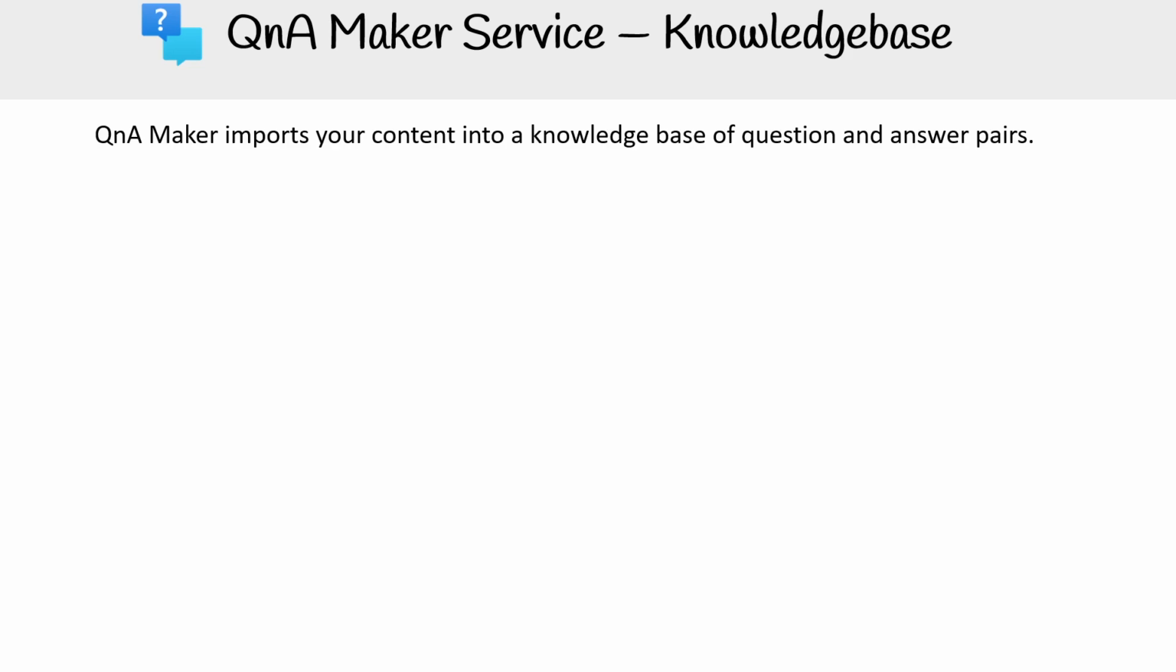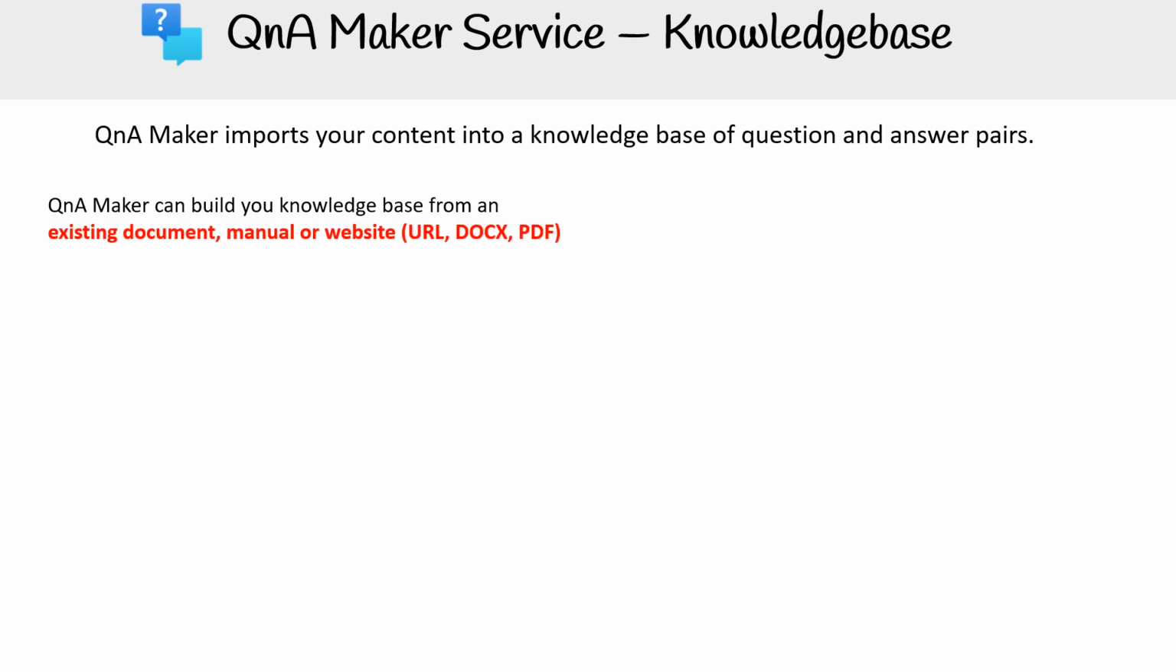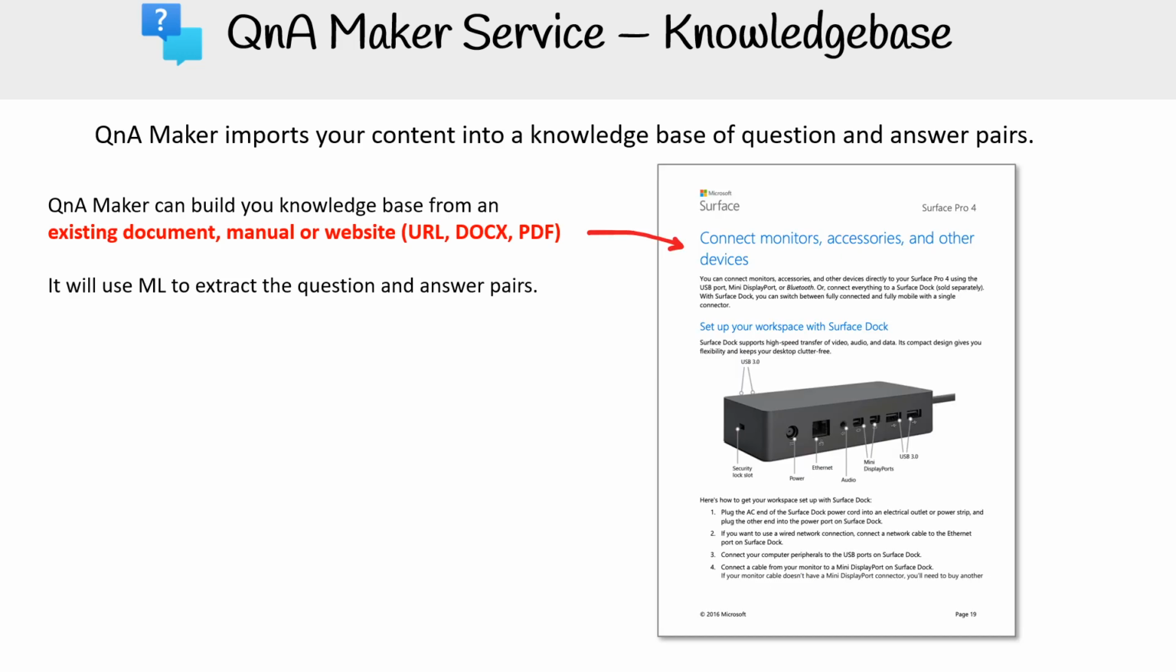QnA Maker imports your content into a knowledge base of question and answer pairs. QnA Maker can build your knowledge base from an existing document, manual, or website URL, docx, PDF. I thought this was the coolest thing. You can basically have anyone write a docx as long as it has a heading and text. And I think you can even extract out images, and it'll just turn it into the bot. It just saves you so much time. It's crazy. It will use ML to extract the question and answer pairs.